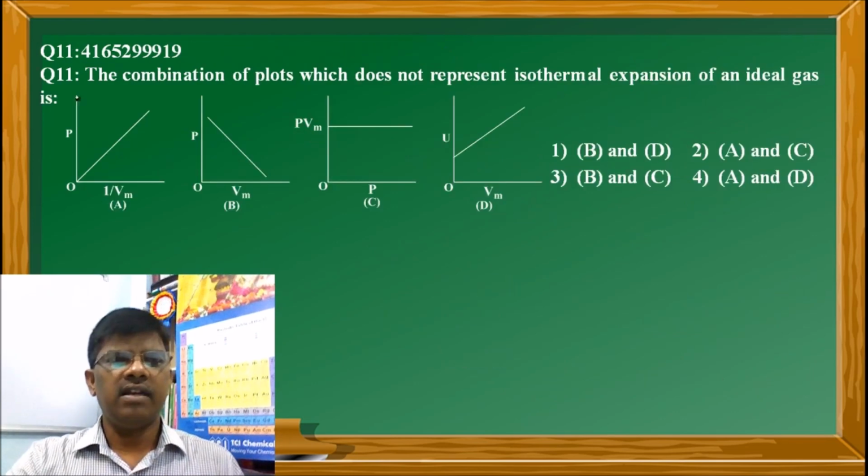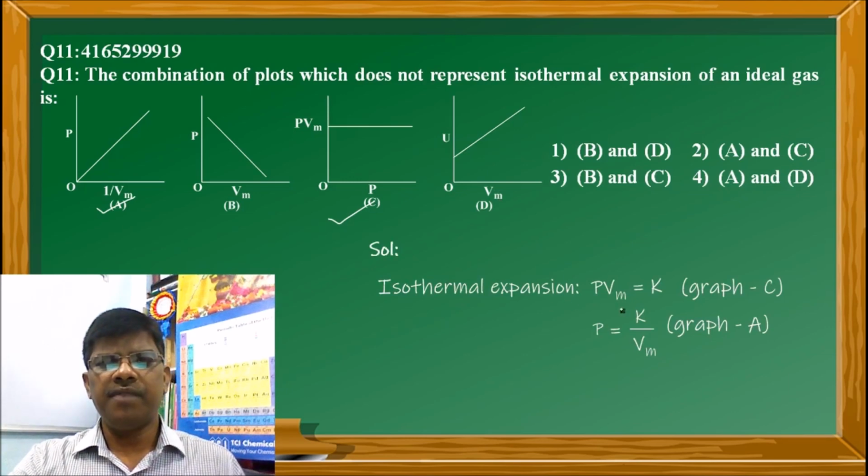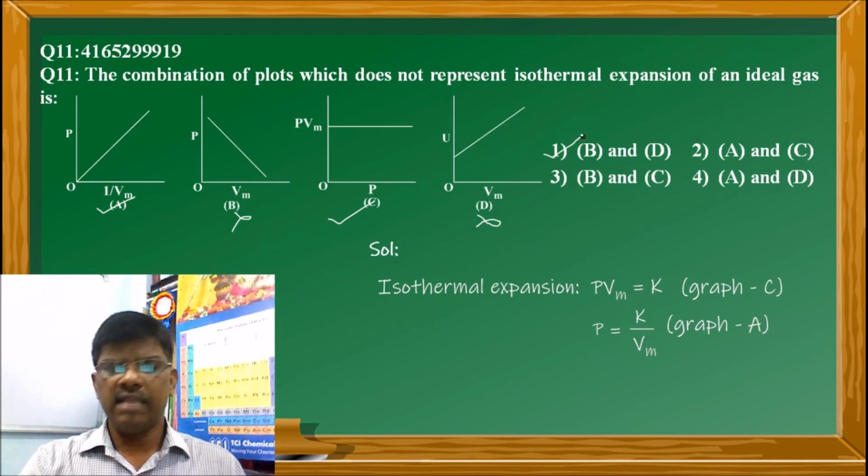Next, question number 11. The combination of plots which does not represent isothermal expansion of an ideal gas is, yes friends, they have given 4 plots. Yes friends, we know that for isothermal expansion PV equals K, that means graph C is correct. P equals K by V, that means graph A is correct. But they are asking which does not represent isothermal expansion. So B and D are not going to represent isothermal expansion. So the option showing B and D, option number 1, is the correct option, friends.